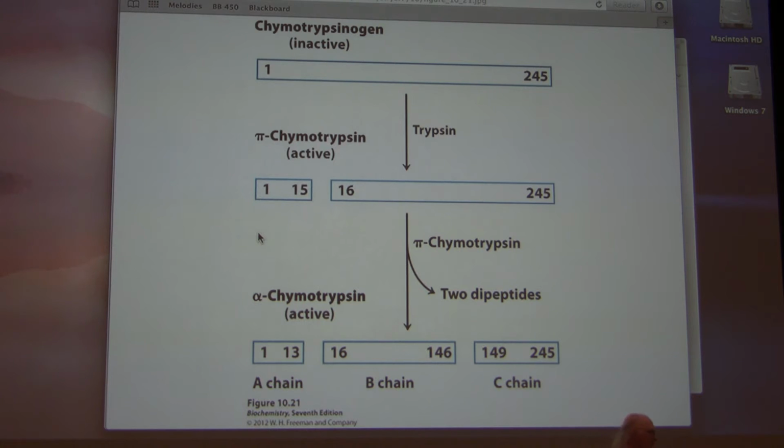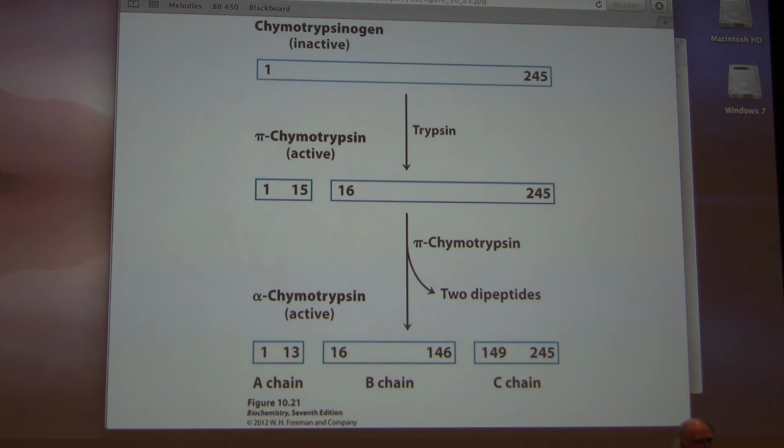You'll notice that there's nothing holding these pieces together, but they don't fly apart in the cell. How do you suppose they stay together? Okay, I'll give you a hint. It's a covalent bond. Disulfide bonds. Okay? Disulfide bonds are in place that actually hold this into the right configuration.